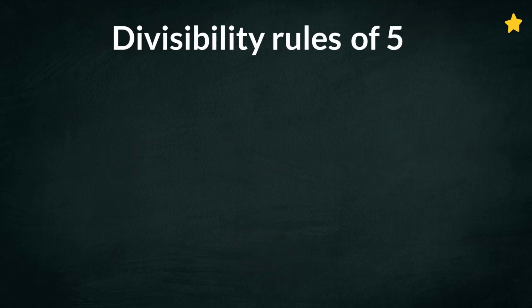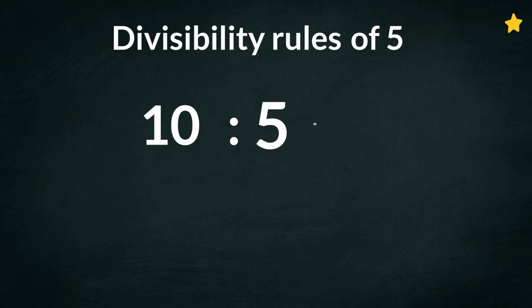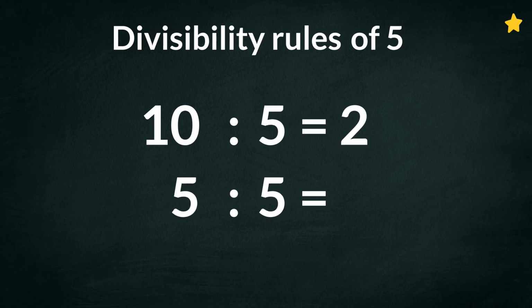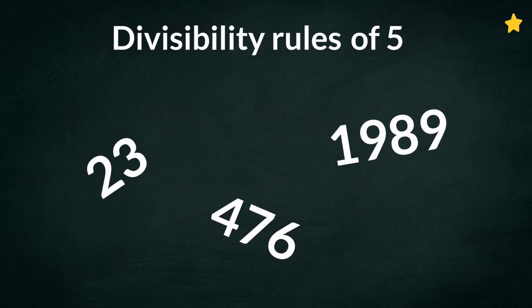Speaking of the last digit of a number, if a number ends with 0 or 5, that number is divisible by 5. You can even predict the quotient when dividing that number by 5 as well. If it ends with a 0, the quotient will be an even number. And if it ends with a 5, it will always result in an odd number. This means numbers that end in any other digit besides 0 or 5 won't be divisible by 5.